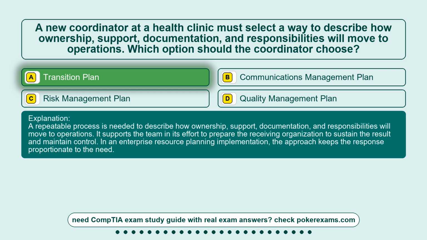A repeatable process is needed to describe how ownership, support, documentation, and responsibilities will move to operations. It supports the team in its effort to prepare the receiving organization to sustain the result and maintain control. In an enterprise resource planning implementation, the approach keeps the response proportionate to the need.